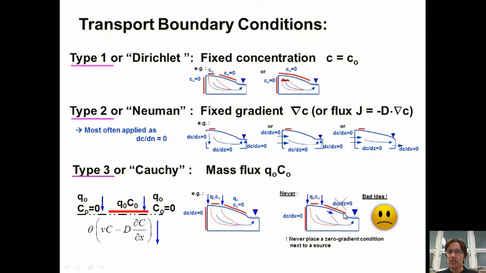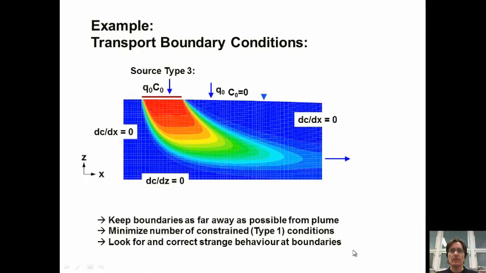Just a little warning here: we should never apply a zero gradient condition next to a source zone. This will cause the source to be wider and cause some mass influx errors. So those are our three boundary conditions.